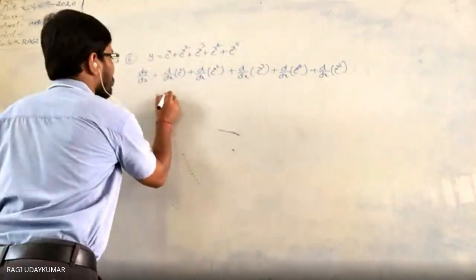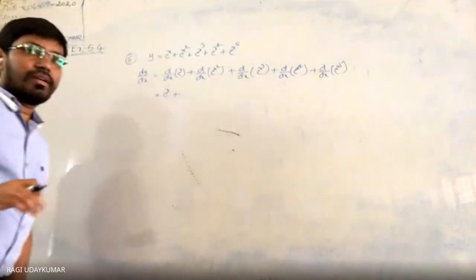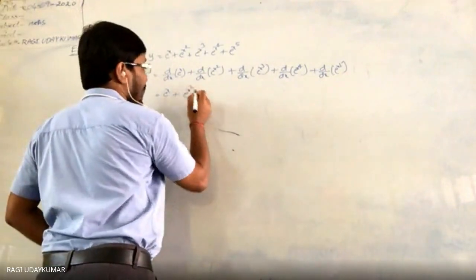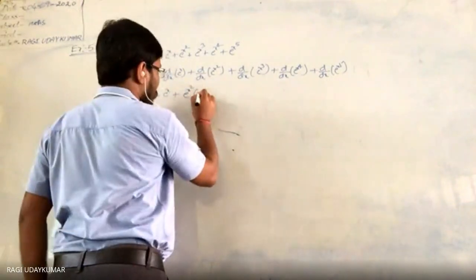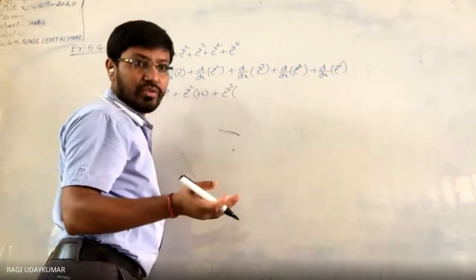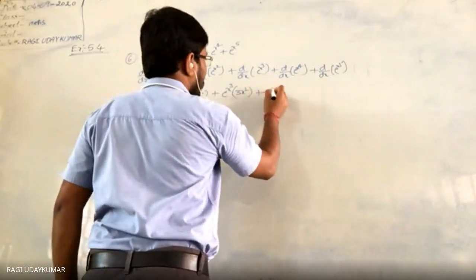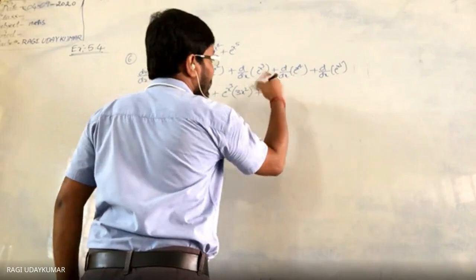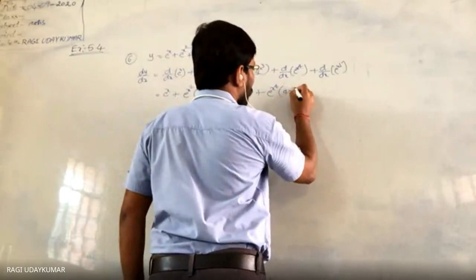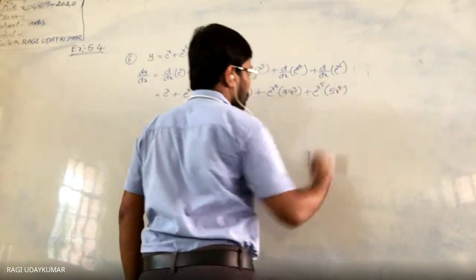So e power x differentiation is e power x. This x square you consider as x, so as it is you will get e power x square, but x square differentiation you need to do, that is 2x, plus e power x cube. X cube differentiation you need to do, that equals 3x square, plus e power x power 4. And x power 4 differentiation you have to do, that is 4x cube, e power x power 5. X power 5 differentiation, 5x power 4.